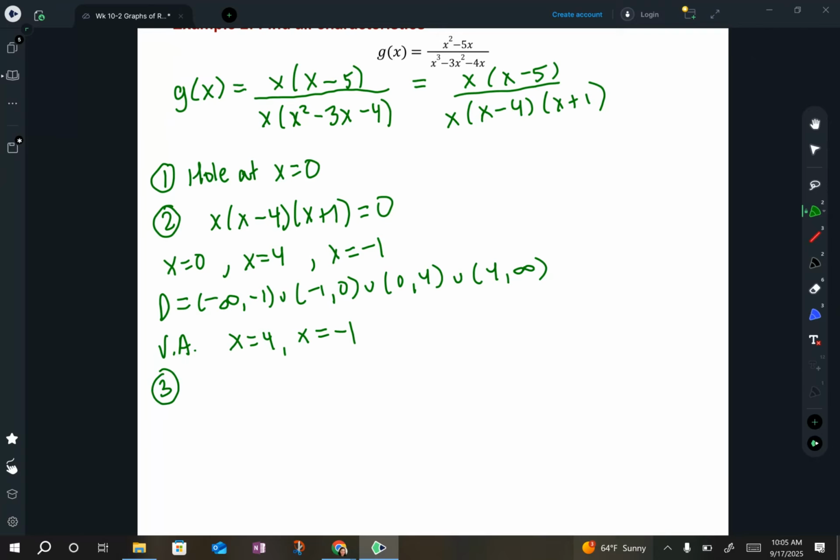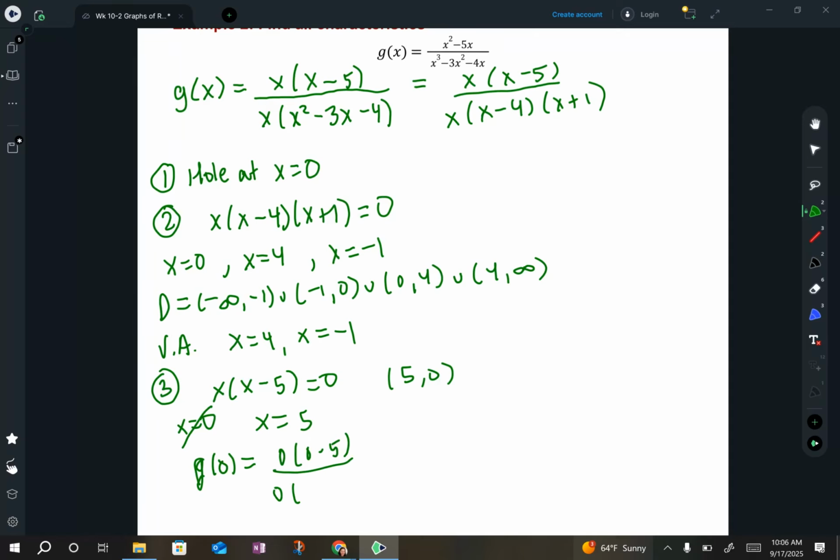So to find where the numerator equals 0, that's x times x minus 5 equals 0. Again, the x equal to 0, that's a hole, so that's not going to be a horizontal intercept. But x equal to 5 will be, so that's over 5, up 0. And our vertical intercept is going to be at g of 0, which we already know has a big problem, right? It's 0 times 0 minus 5 over 0 times 0 minus 4 times 0 plus 1, but it doesn't matter because this is just 0 over 0, which is undefined. So that means it has no vertical intercept.